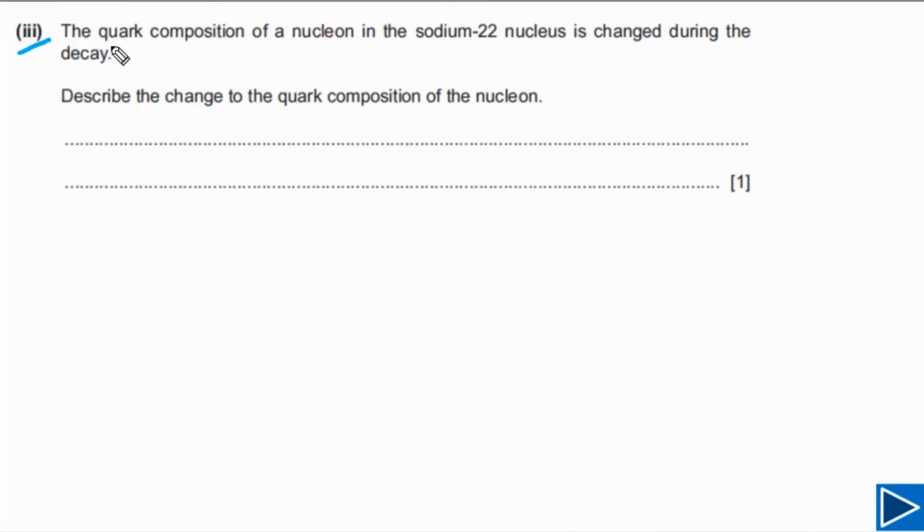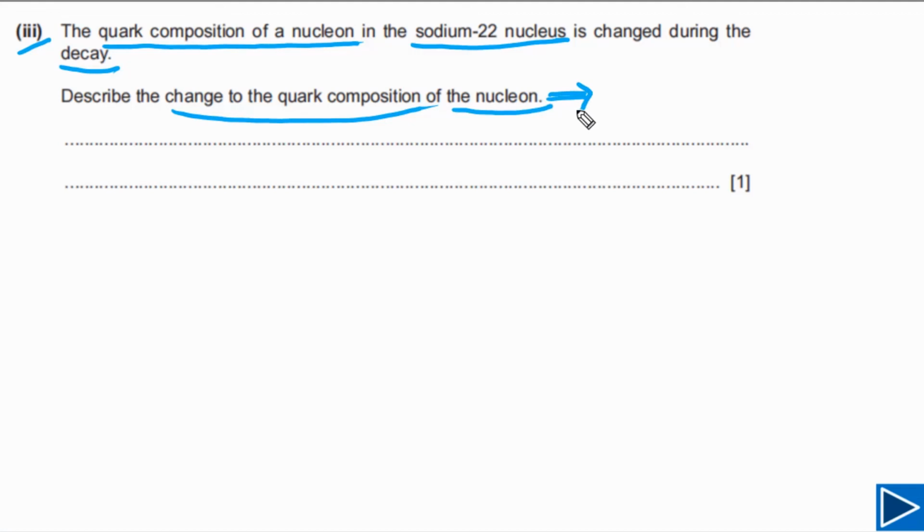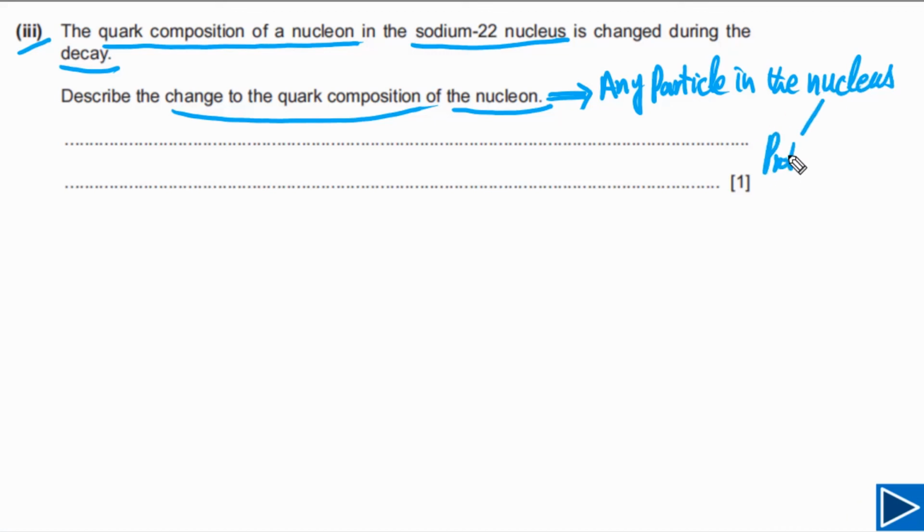For this question, it is given to us that the quark composition of a nucleon in the sodium-22 nucleus is changed during the decay. We need to describe the change to the quark composition of the nucleon. So first of all, let's try to understand what a nucleon is. Nucleon simply means any particle in the nucleus. Any particle in the nucleus is called a nucleon. In the nucleus we have protons and we have neutrons.